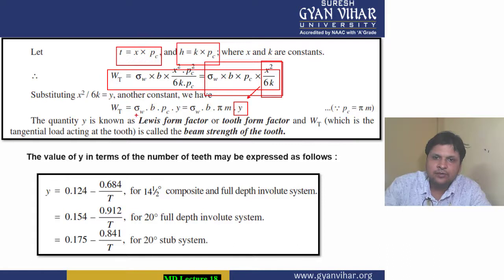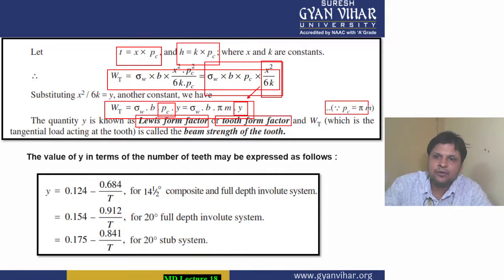Y is your Lewis form factor, or we can say tooth form factor. We have given the name Lewis form factor here, or the tooth form factor. And finally your expression for tangential load becomes equal to sigma w b pcy. And in place of PC, circular pitch, we all know that circular pitch is equal to pi m. So you can write PC is equal to pi m. Alright. So finally this is the equation.